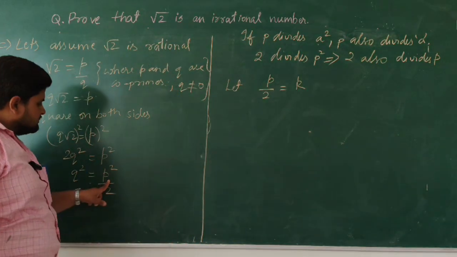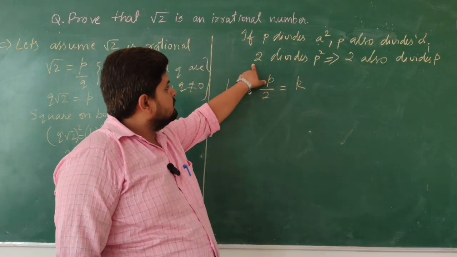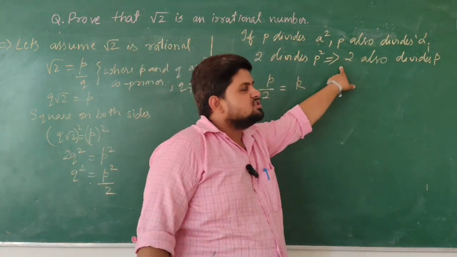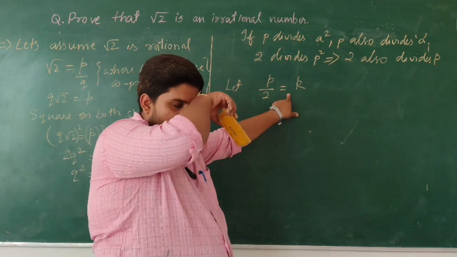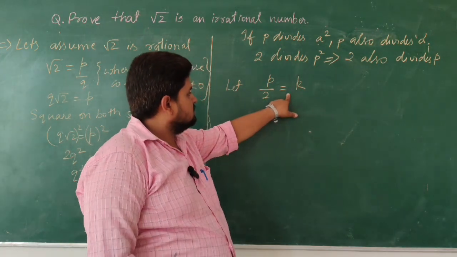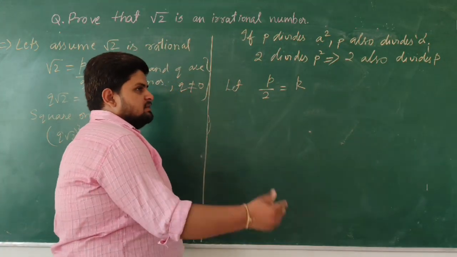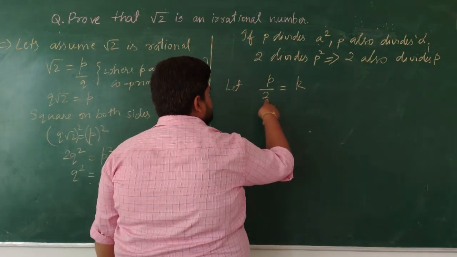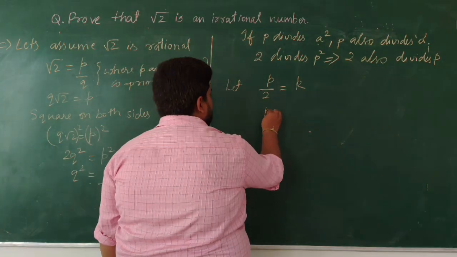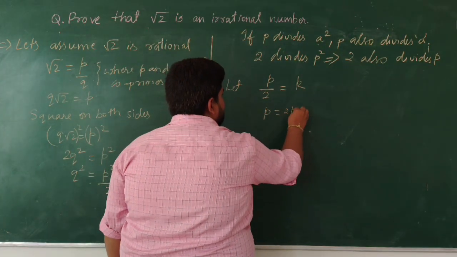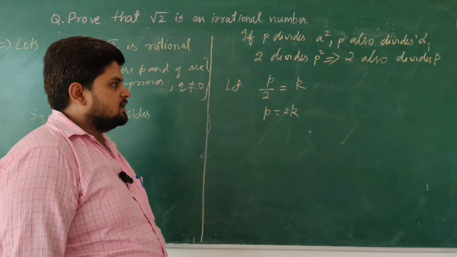We got to know P square is divisible by 2. So since P square is divisible by 2, even the number P should also be divisible by 2. So we'll take P divided by 2 is equal to k. Since P divided by 2 is equal to k, now I will apply the same basic operations here. I will take 2 to the RHS, the divided by 2 will become multiplied by 2 when it goes to the RHS. I have P is equal to 2 multiplied by the number k.